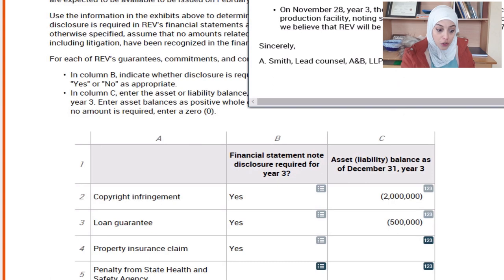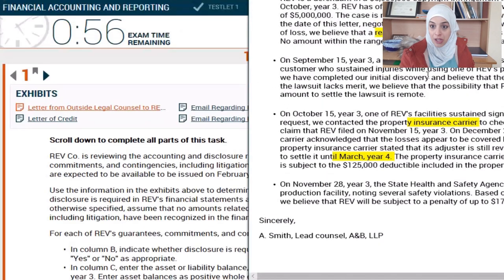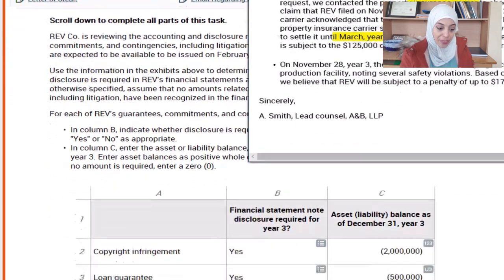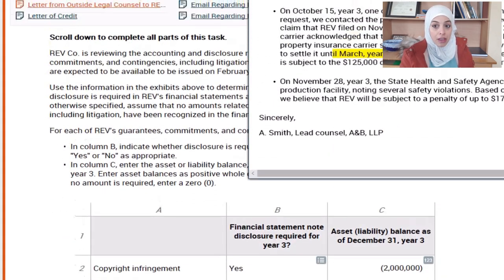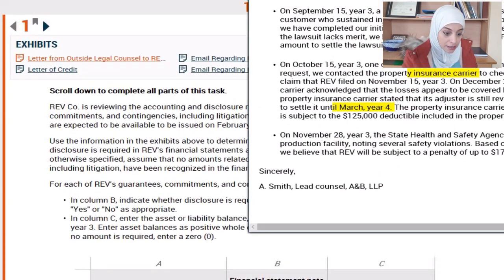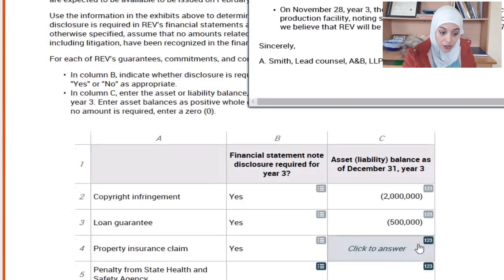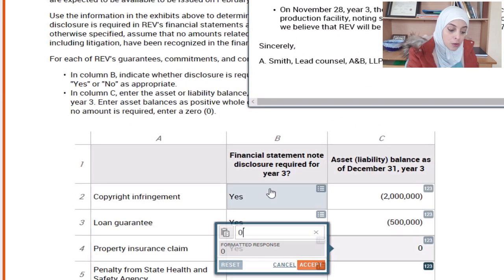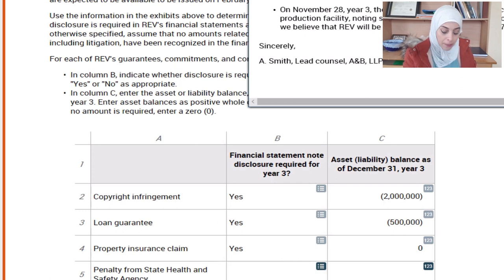There's no gain. And usually, we don't record a gain until it's realized. Not like the losses, where we are more conservative. But the gains, we don't record them unless they are realized. And here, as we can see in this letter, the property insurance carrier is still reviewing the claim and does not expect to settle it until March of year four. The amount here should be zero, so enter zero in the amount.